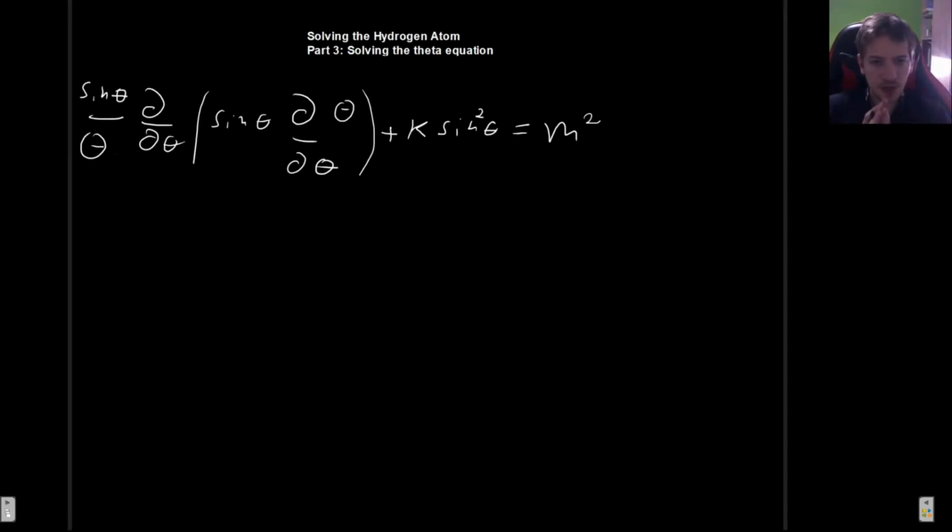In the previous video, we solved the phi equation for the hydrogen atom, and to do that, we had to separate the theta and phi equations. So in this video, I'm going to solve the theta equation, which is what we have right here. Now, in case you haven't watched the previous videos, I'm using a slightly different notation from the book because K is what is usually called just L times L plus 1.